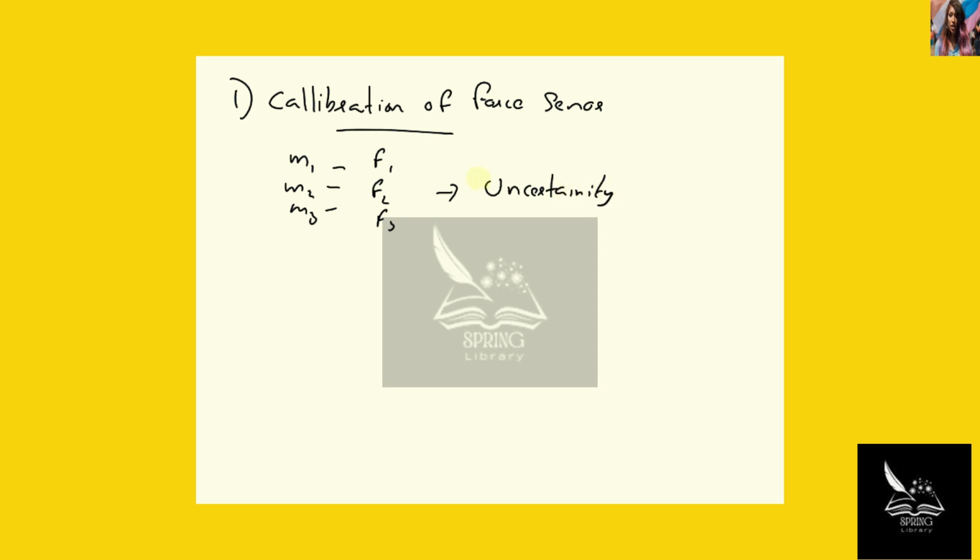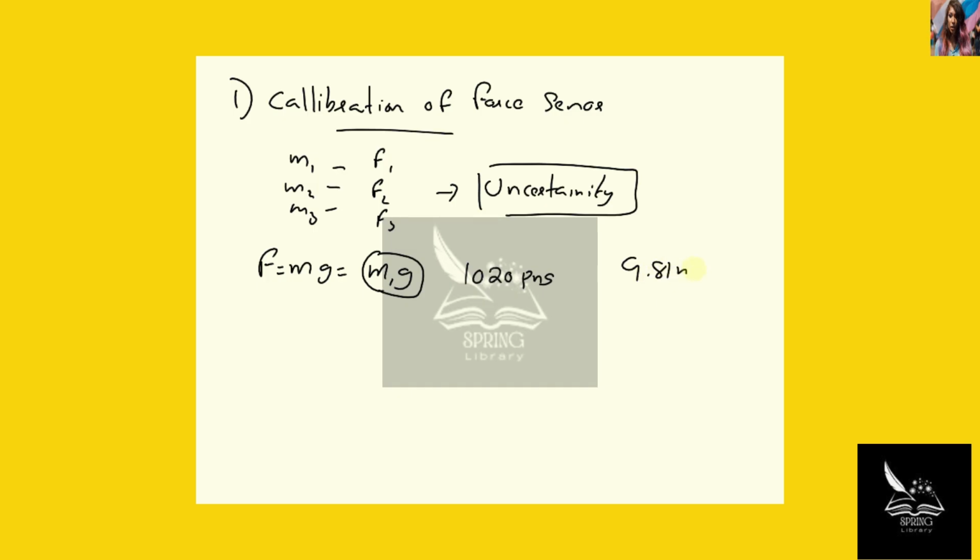So for a particular mass, you know how to calculate the calibration. Force will be equal to mg, so it will be equal to m1g for the first mass. Now you get a value, let's say 120 pounds. So you know the g value. You can formulate an equation for the g value, and you know the exact g value at your point, which is 9.81 meters per second squared, and you can just use that for calibration.